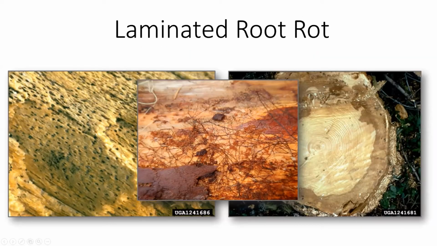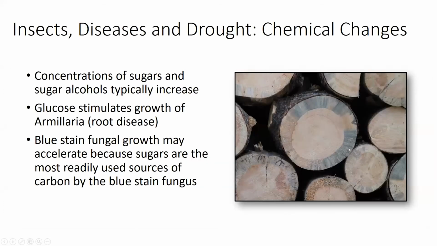Laminated root rot also has pitting, similar to annosus in the wood layers, but in this case, you're going to see the pits on both sides of the wood. The mycelium, in the case of laminated root rot, is a reddish color. And then you may also see staining similar to annosus root disease in the case of laminated root rot.